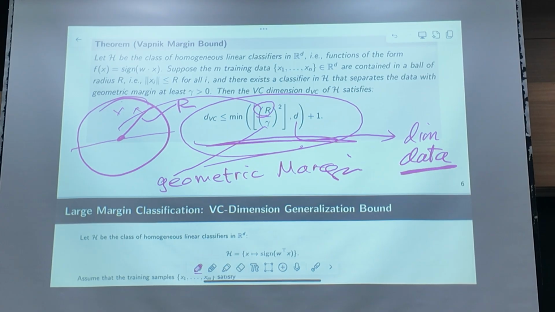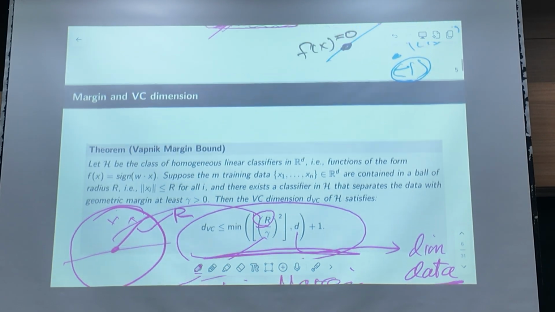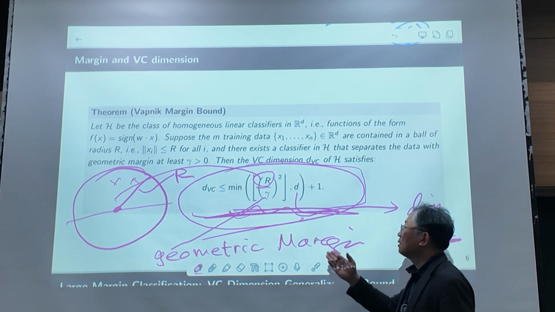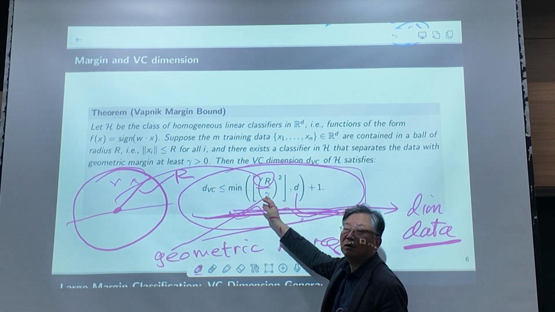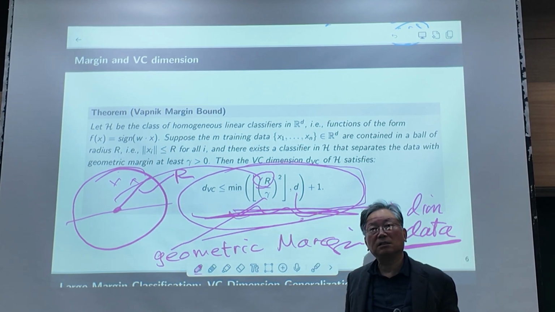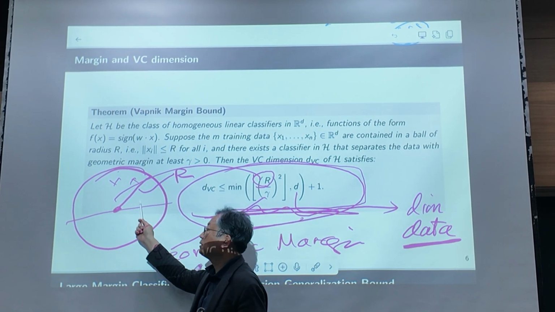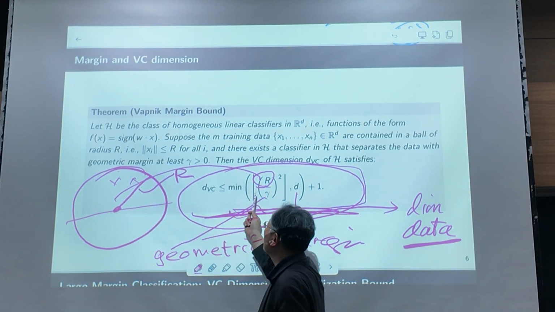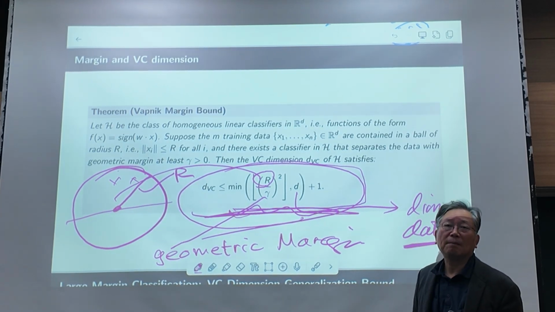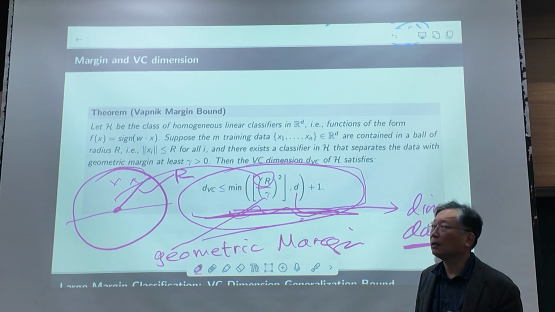I also said that a classifier or hypothesis like the one I just mentioned has a VC dimension that is bounded above by the expression on the right-hand side. Gamma is the geometric margin of the data set, R is the radius within which all the data points lie, and D is the dimension of the data.